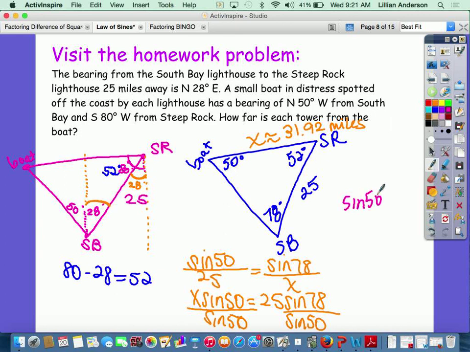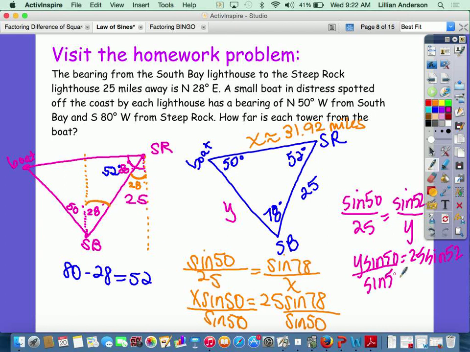Then to find the distance from the boat to South Bay: sine 50 over 25 equals sine 52 over b. It doesn't really matter which letter, so make sure you use the right side, cross multiply again, and then divide by the sine of 50. What did you guys get? 25.72. So 25.72 miles is the distance from the boat to South Bay.